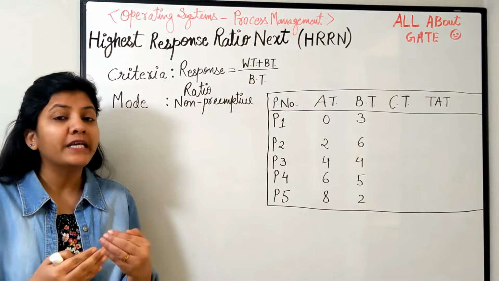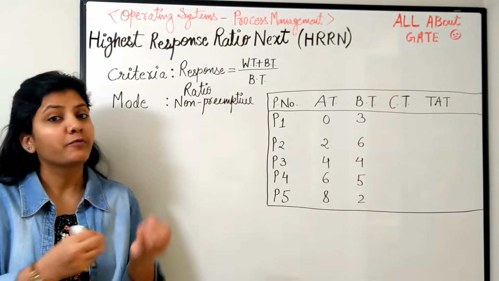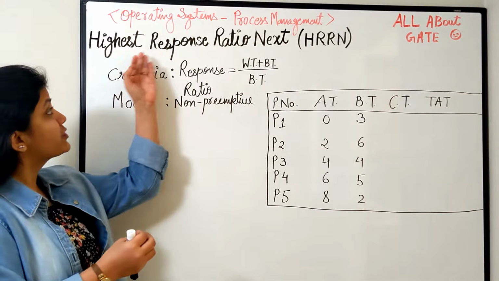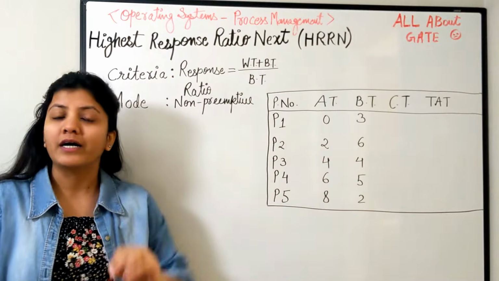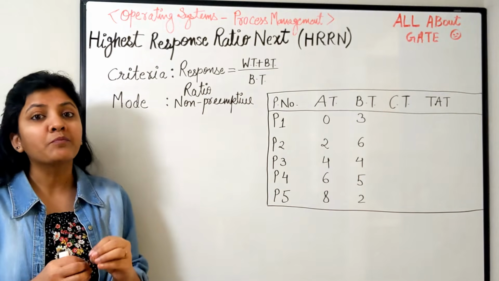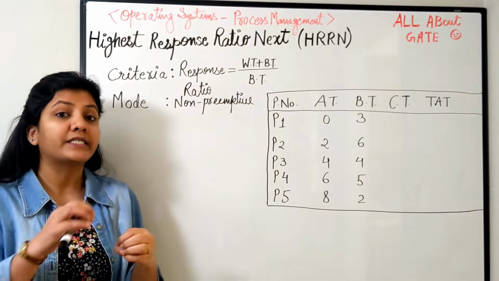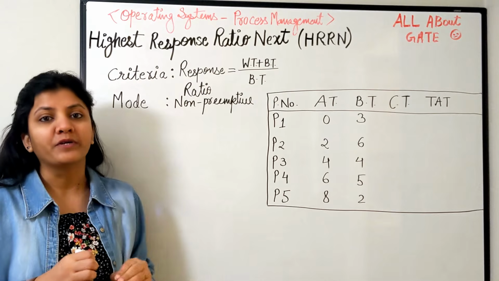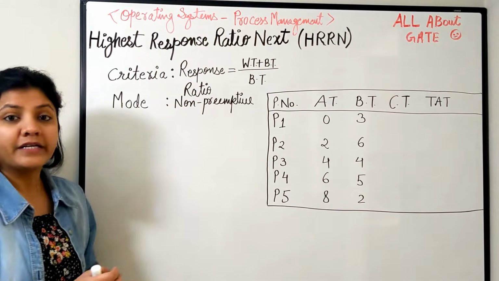To overcome the disadvantage of shortest job first, in either the preemptive or the non-preemptive mode, we have the next algorithm, Highest Response Ratio Next, popularly known as HRRN, which implements both things. It takes care of the burst time as well as the waiting time of any process at any moment of time for making its decision. So let's look at the criteria that it follows.